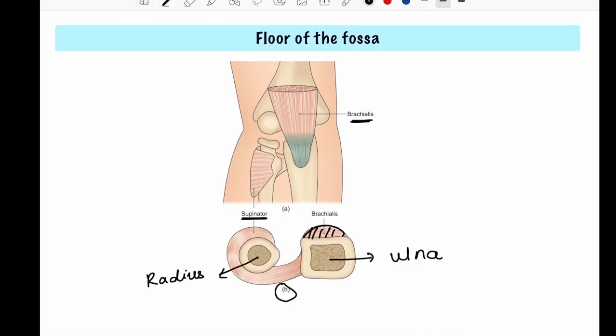The brachialis is attached only to the ulna, but the supinator is attached to the ulna and the radius. Here you can see the supinator muscle wraps the radius. It starts here, it wraps the radius and again attaches to the radius only.